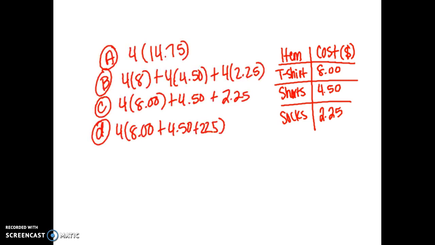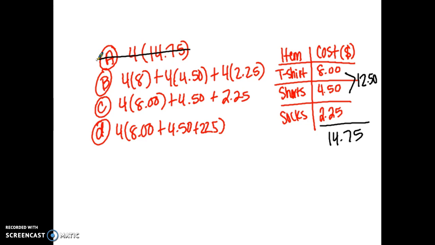We can add up the cost of all of the items she has to buy. 8 plus 450 is 1250, and 1250 plus 225 is 1475. We can multiply this total by 4, which is represented by A. And we're looking for which one cannot be used to find the total. So A is not an option, because A is one way that you can find your answer.